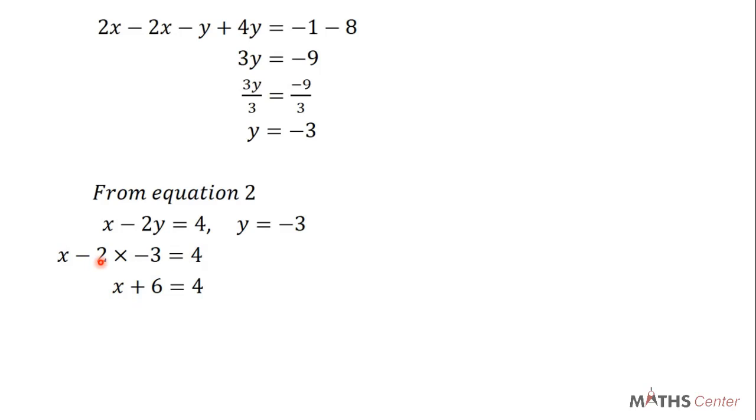x minus 2 times minus 3 will give us plus 6. So x plus 6 will give us 4. We group like terms, and x will give us 4 minus 6. x will give us minus 2. So we have been able to find x to be minus 2 and y to be minus 3.